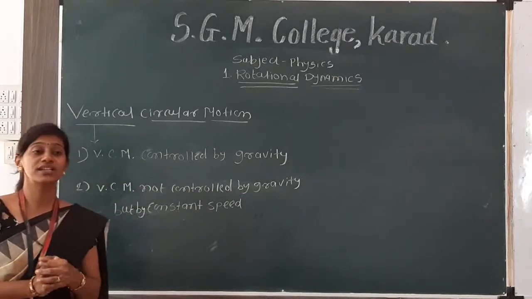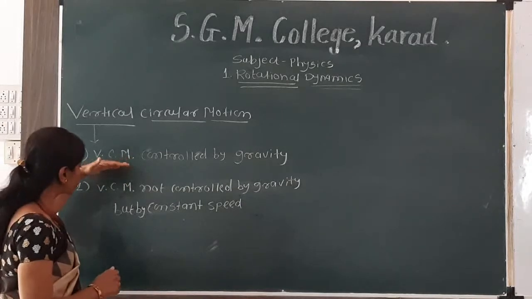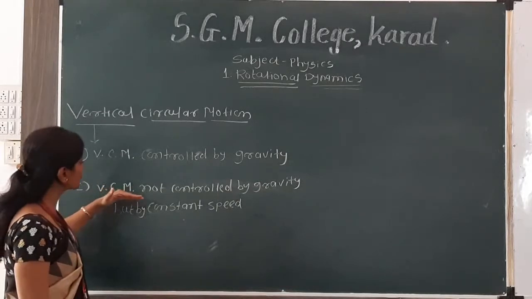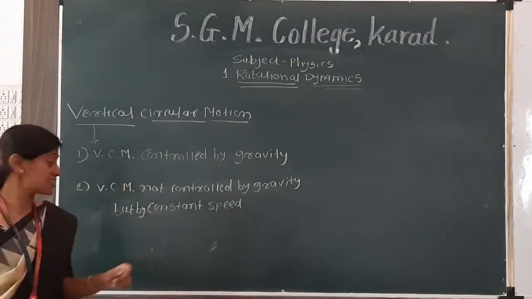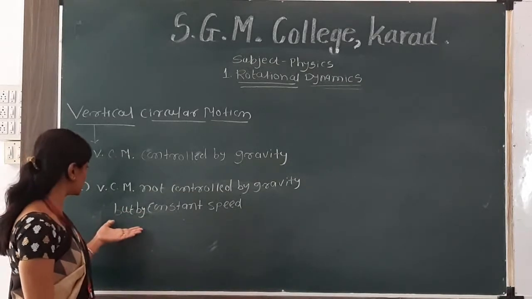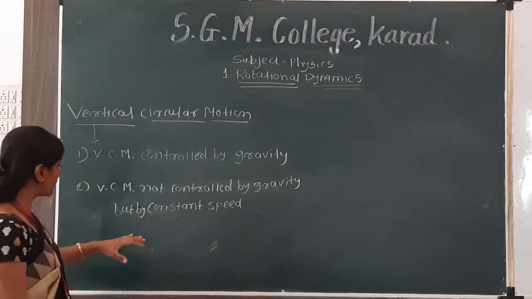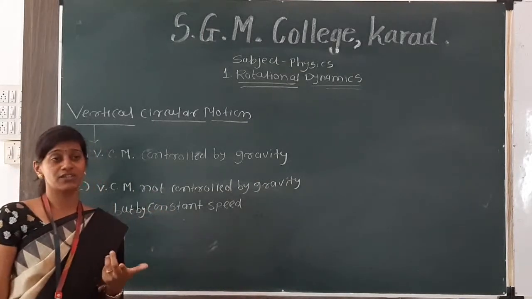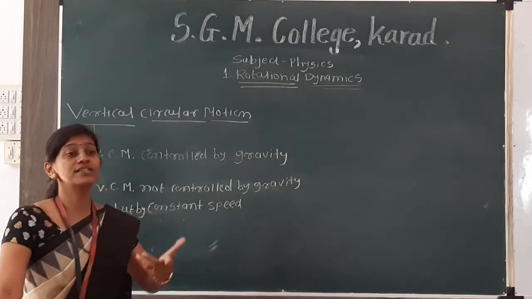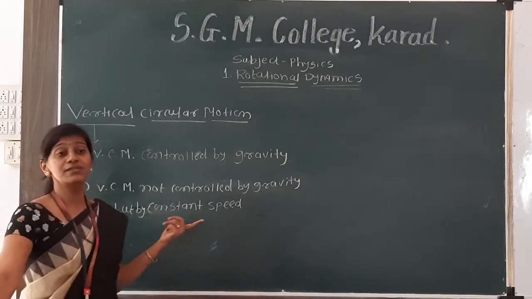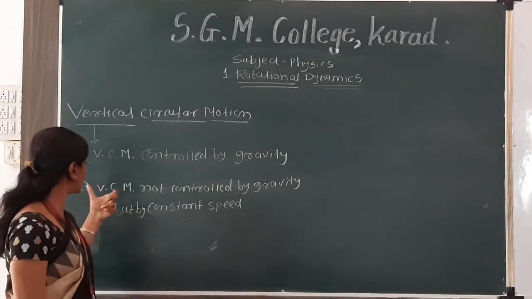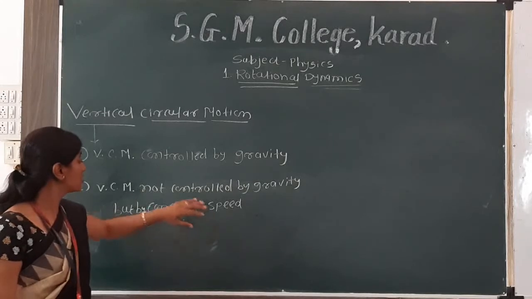The vertical circular motion is divided into two parts. First is the vertical circular motion controlled by the gravitational force. Next is the vertical circular motion not controlled by gravity, but in this case we are keeping the speed constant. If you want an example of the second type, vertical circular motion not controlled by gravity but by constant speed, the giant wheel is an example. Whenever we go to a fair, or to Ramoji Film City, or in Pune in our childhood there was Asselwood, the giant wheel is present there. The motion of that giant wheel is vertical circular motion. It is controlled by constant speed.